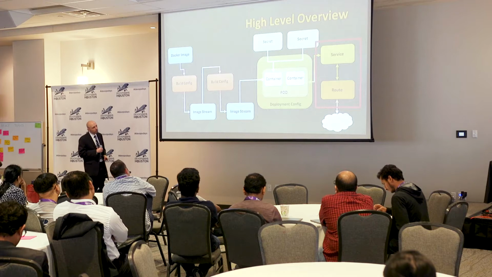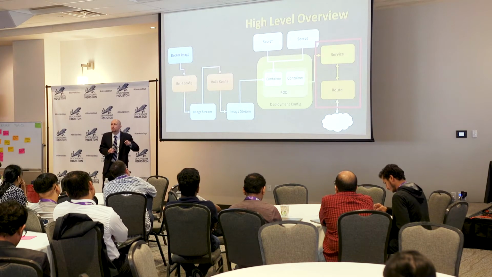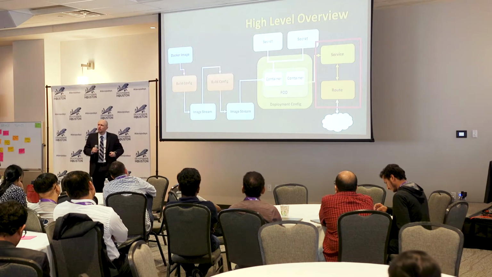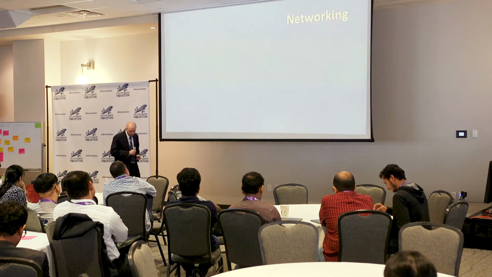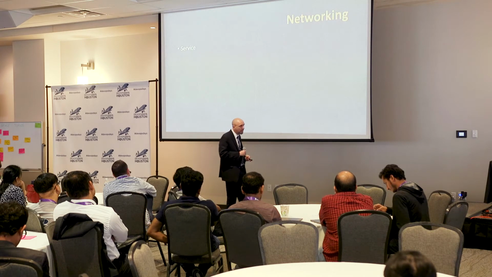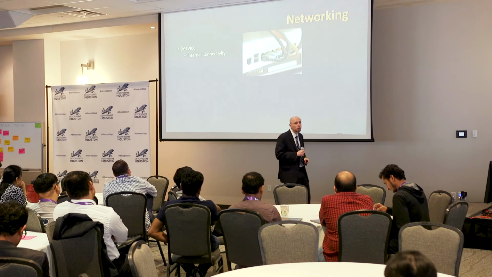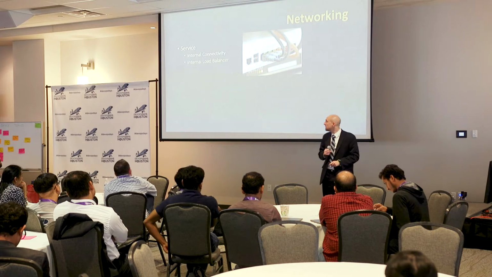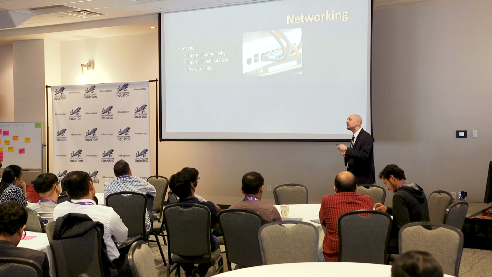Great. What I want to talk about now are the actual networking concerns. And the networking concerns break down into two core aspects of OpenShift. The first is going to be the concept of a service. And a service is used for internal routing. It is the internal load balancer, and it is a proxy to the running pods.